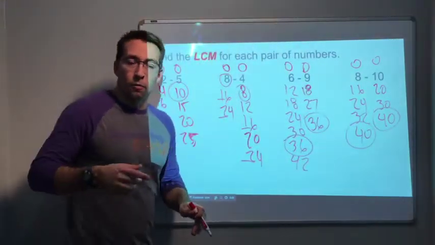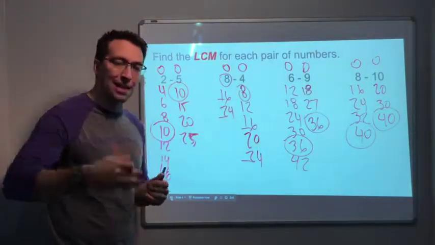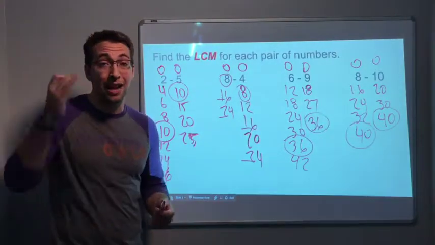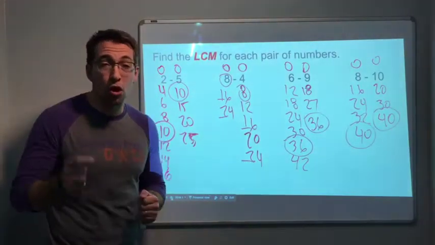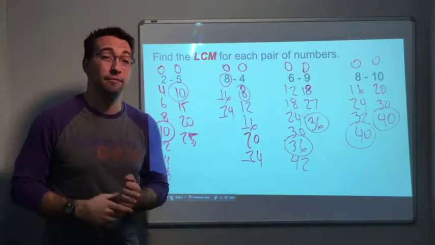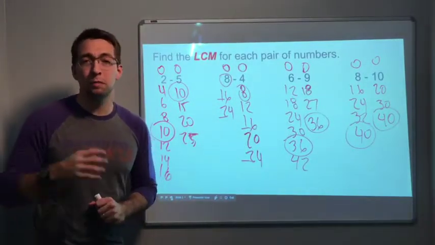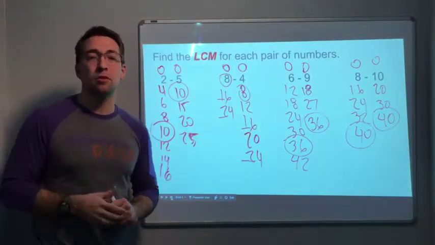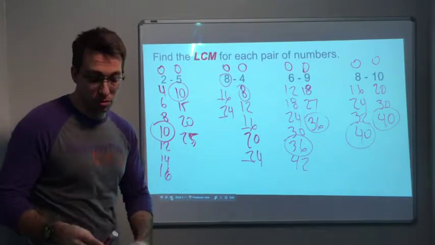Also, practicing your least common multiples, practicing counting by multiples, will help you with your times tables. It's imperative, it's hugely important that you know your times tables, that they're fast, that they're concrete in your head. Guys, hope this helps. Hope this gives you a better understanding of least common multiples, and how to use them to change fractions.